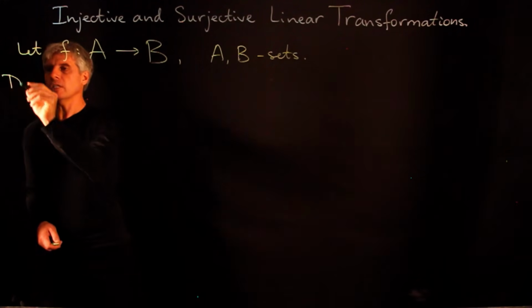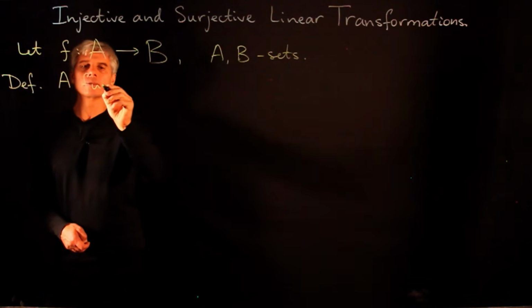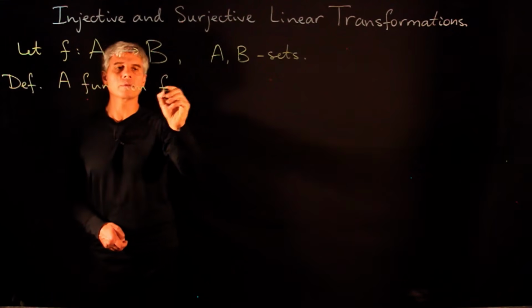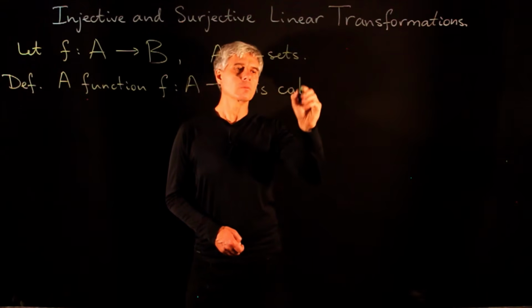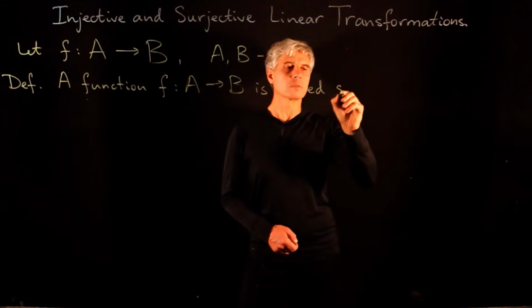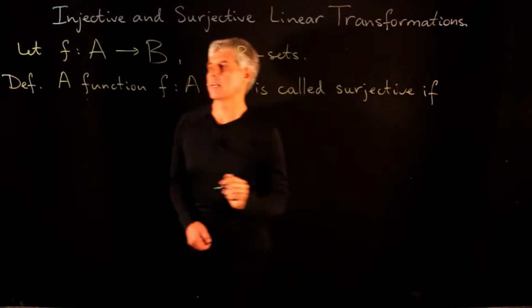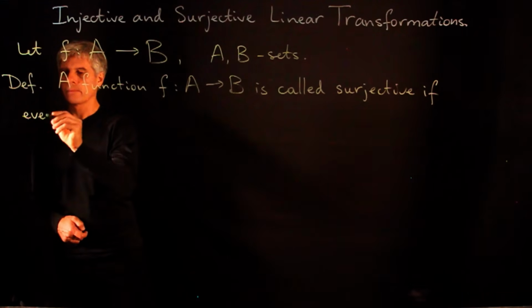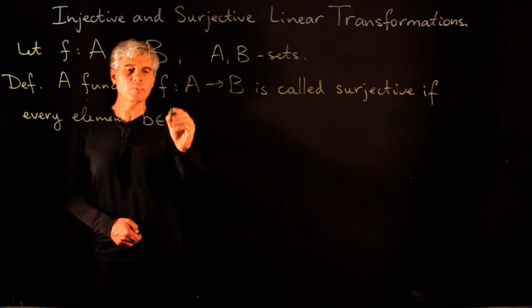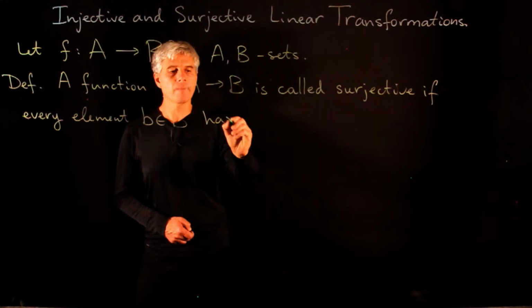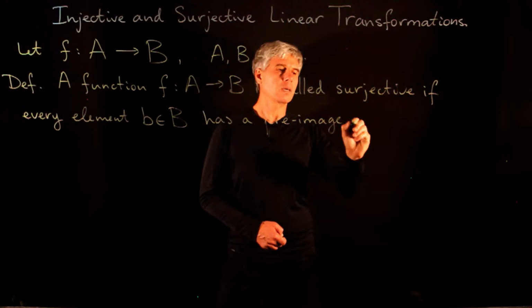So, definition: a function f from A to B is called surjective if every element b in the set B has a preimage under f.